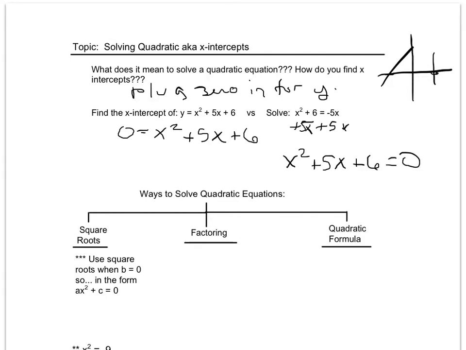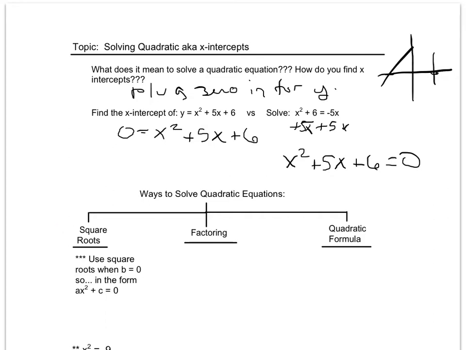So notice, regardless of whether you're told to find an x-intercept or to solve a quadratic equation, you're going to end up having the exact same problem. So you're going to do the same thing. We're going to look at 3 main ways to solve quadratic equations, and then there will also be a bonus 4th way. The 3 main ways that you will have to know are using square roots, factoring, and the quadratic formula. In this video, I'm going to talk specifically about square roots.